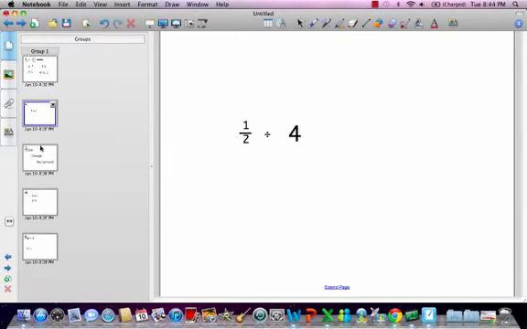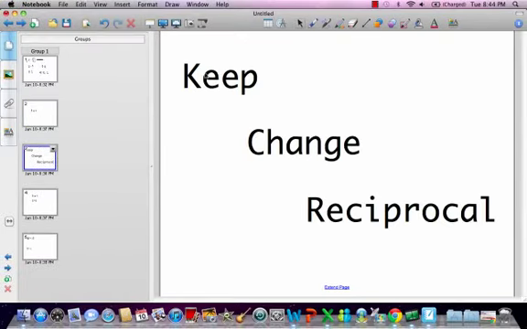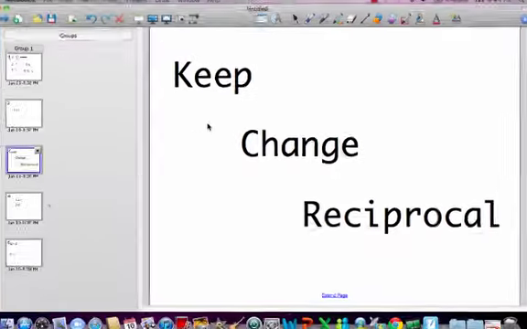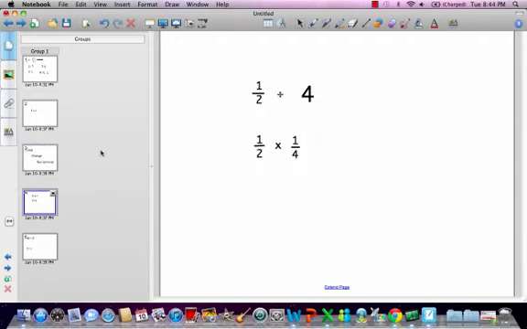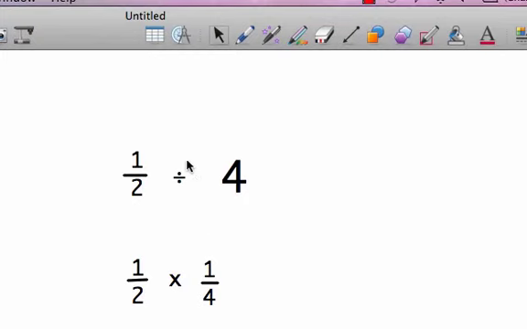So the process is simple. We have to do keep, change, reciprocal. Keep, change, reciprocal. All right. So 1/2 is what we're going to keep. That stays the same. We change the division sign to a times sign. So there's our keep, 1/2, change division to multiplication, and reciprocal.